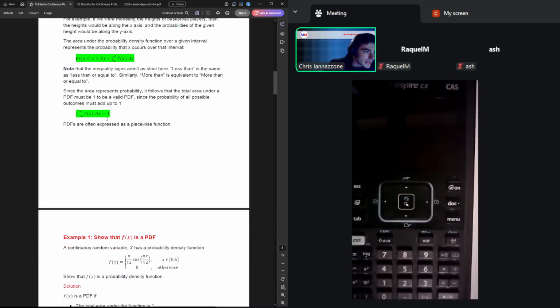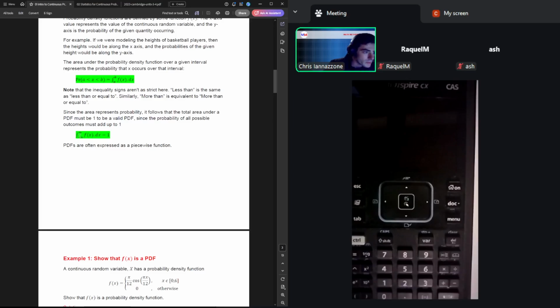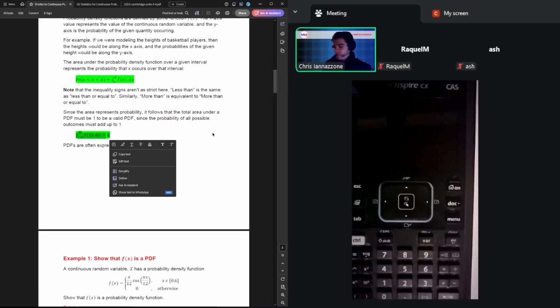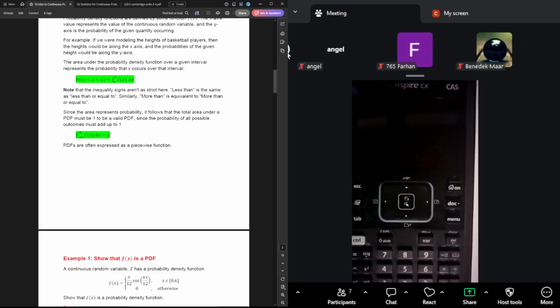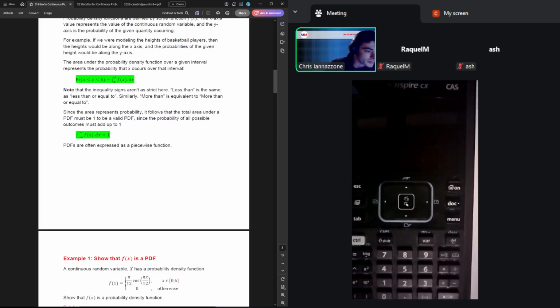As for some other rules that matter for this, because the area under the curve is interpreted as probability, it follows that if you were to integrate over the entire valid domain of the function, you should get a value of 1, because that would mean that you have summed up all outcomes in the scenario that you're given, and that should equal a final probability of 1.